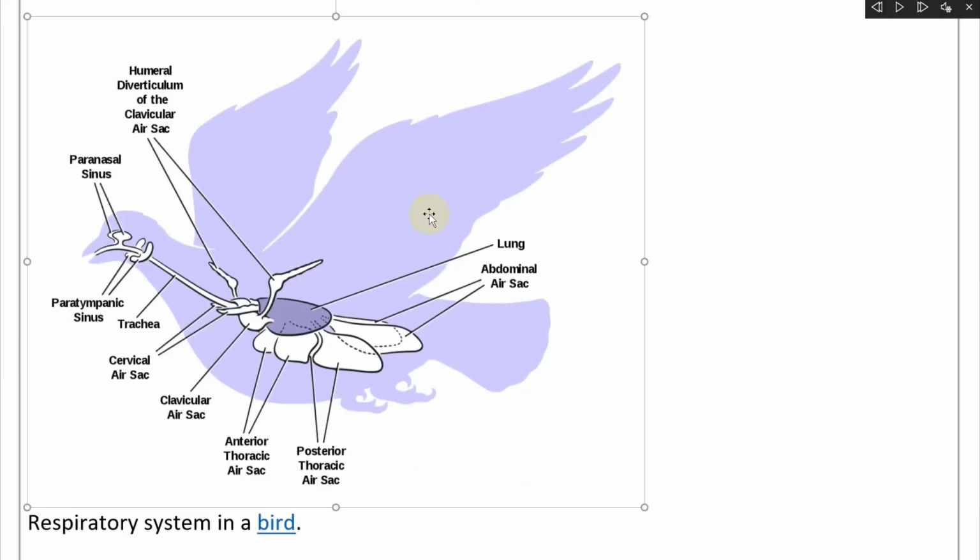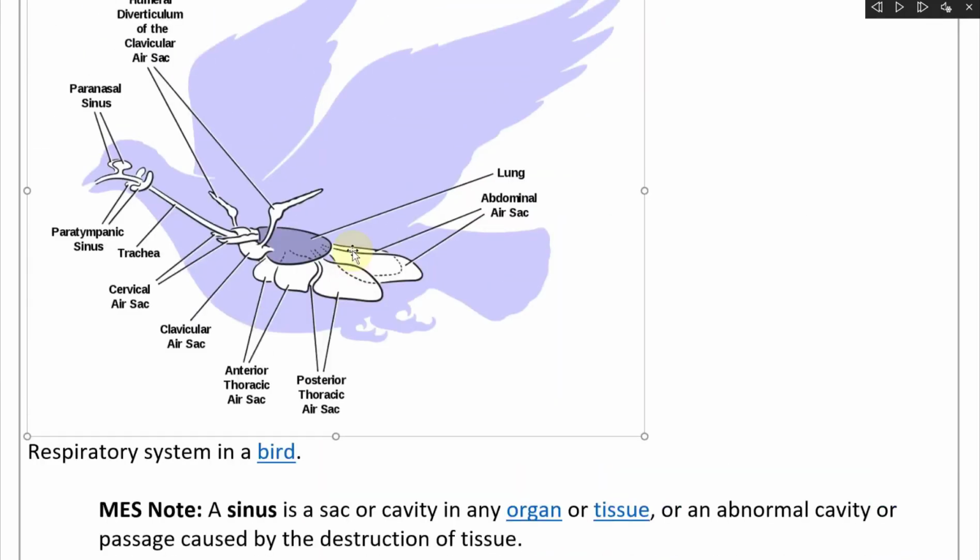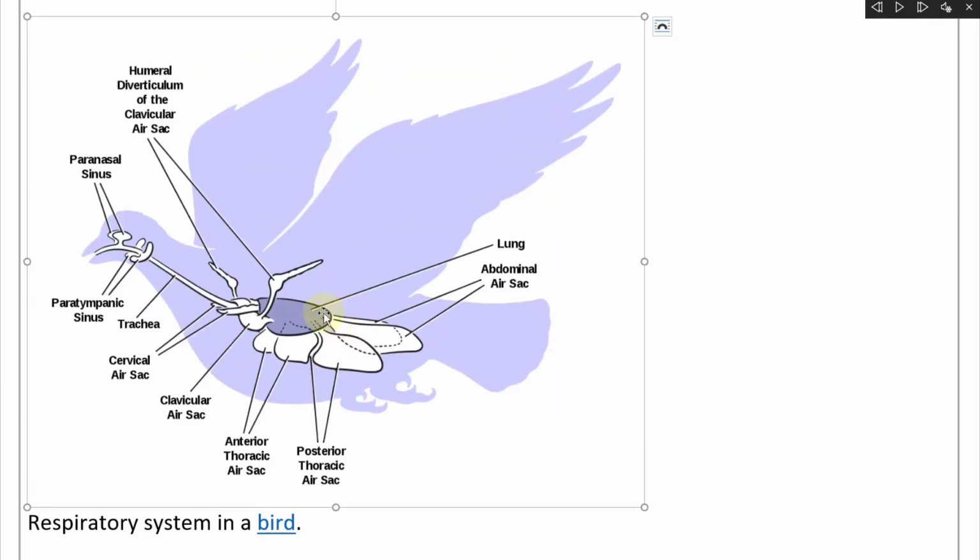Alright, so now let's take a look at the respiratory system in a bird. So it has the atria as opposed to the alveoli. But anyway, so we have the respiratory system in a bird. You have this paranasal sinus, those cavities there. Then you have this paratympanic sinus on this side. There's a trachea, the windpipe. There's the cervical air sac. And then you have the humeral diverticulum of the clavicular air sac. All right, a bigger air sac there.